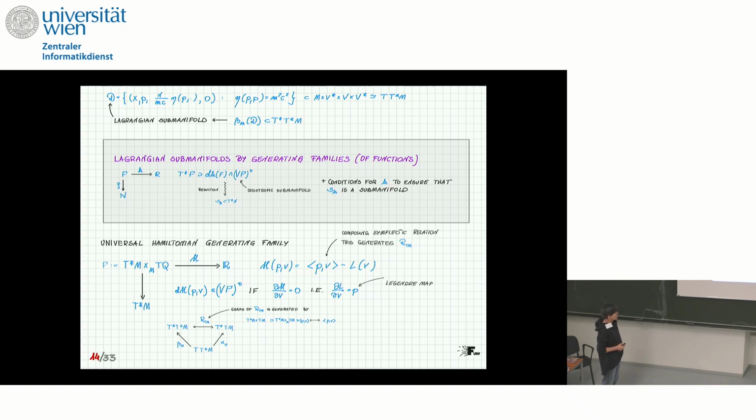So our universal generating family is parametrized by velocities, and if the Lagrangian is regular, then this family can be simplified. It means that we can find a section of this F such that on this section the vertical differential vanishes, and then we evaluate this function, which is initially of P and V, on this section, and we get just one function, one Hamiltonian.